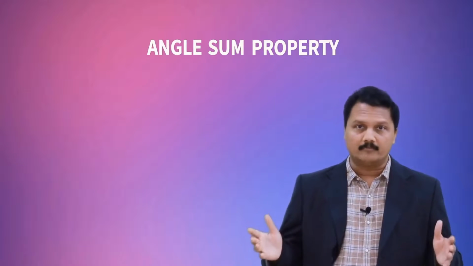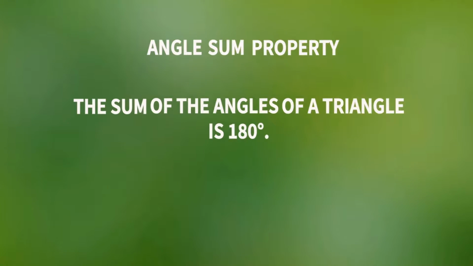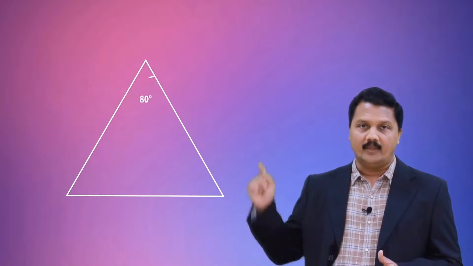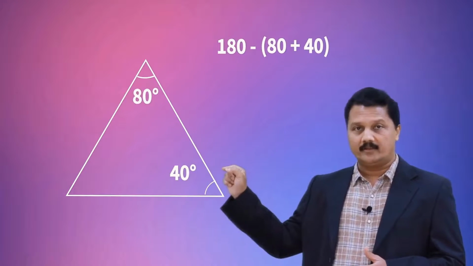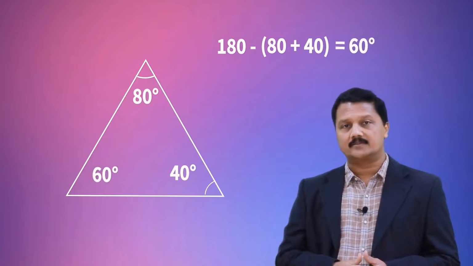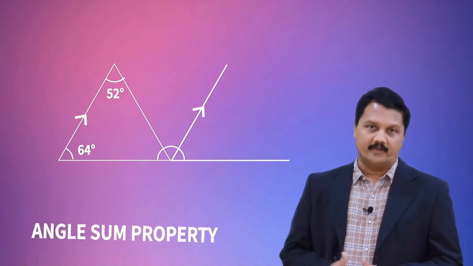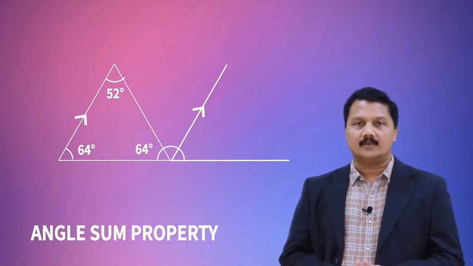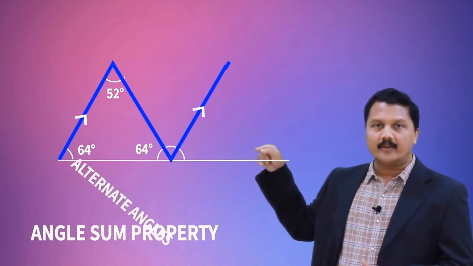See the solution. Another important rule in geometry is angle sum property. Most of you might know the property. The sum of the angles of a triangle is 180 degrees. See the example, 80 degrees, 40 degrees. You can find the third one: 180 minus (80 plus 40). So what's remaining? 60 degrees. Now see this figure. In this figure, we can use triangle property and we can find one angle. Now you can see two parallel lines. So you can consider N and you can get the angle.